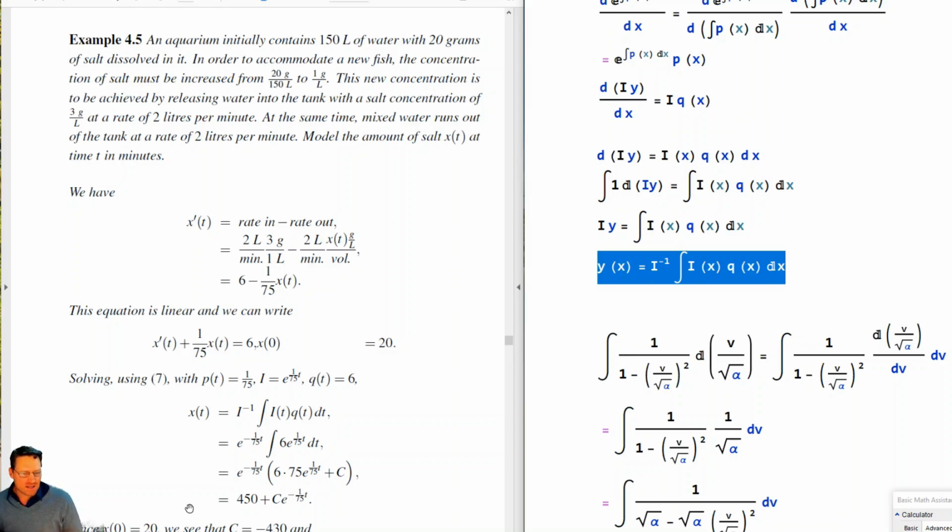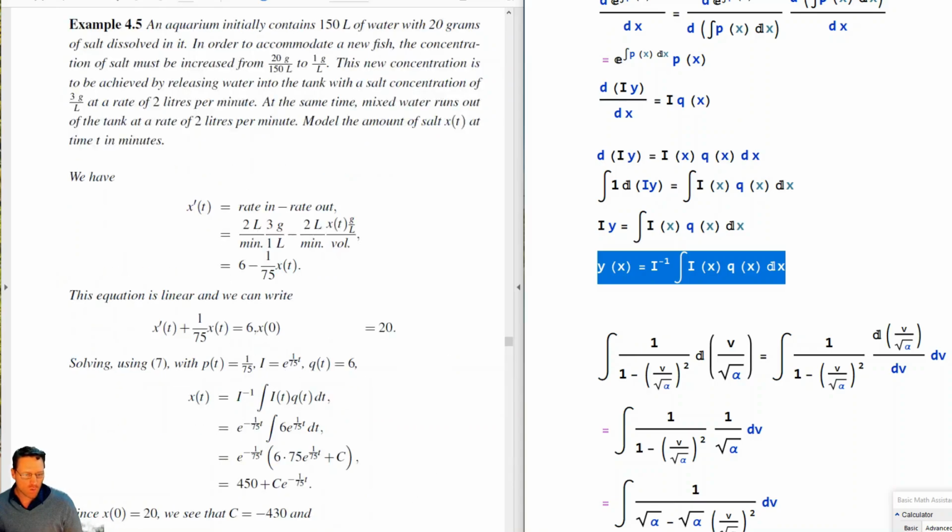Okay, so that gives us that c is 20 minus 450, which is minus 430. So we have x of t is 450 minus 430 e to the power of minus 1 over 75t. So that's our particular solution that allows us to model the concentration of salt. So the question now is, when is the salt concentration what we wanted it to be, which was 1 gram per liter.